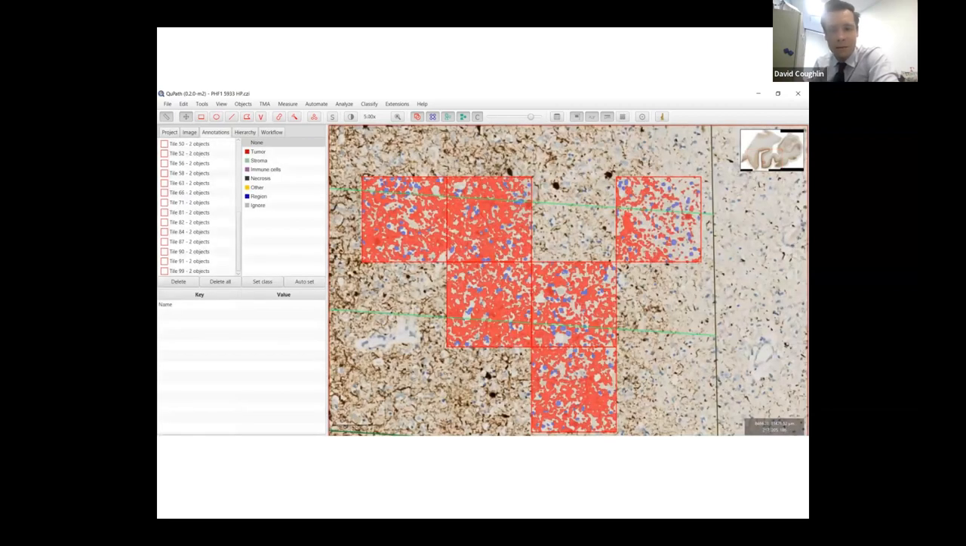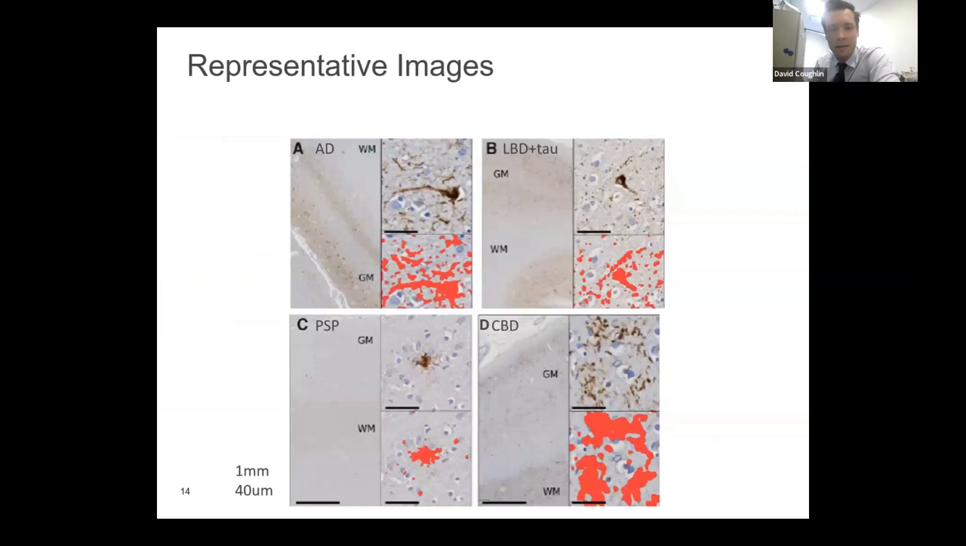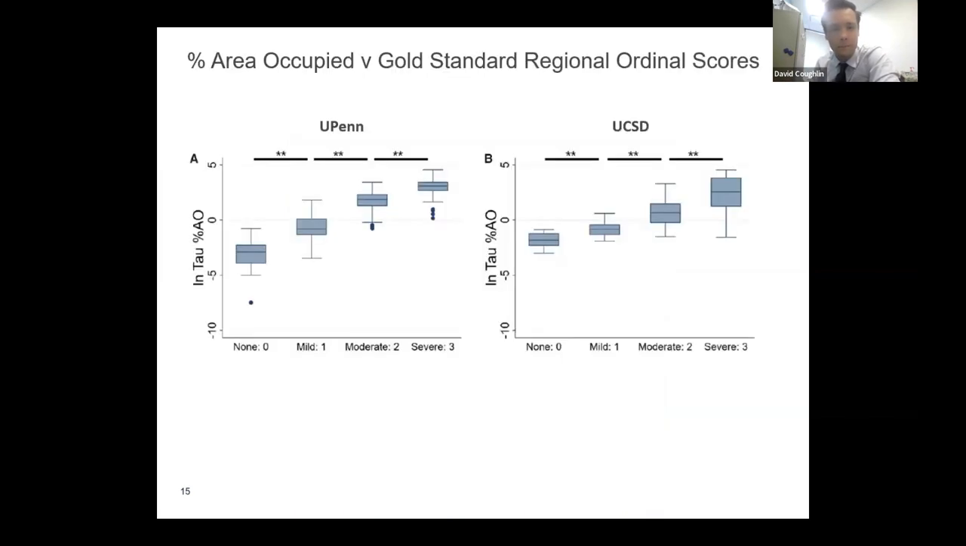If you zoom in, this is when you do the thresholding and you can see that the algorithm will pick up the burden of tau pathology. Here's some representative images with the 3R4R neurofibrillary tangle pathology in the top row, and then it's a tufted astrocyte and astrocytic plaque from the PSP and CBD cases below with the digital detection algorithms overlaid there as well.